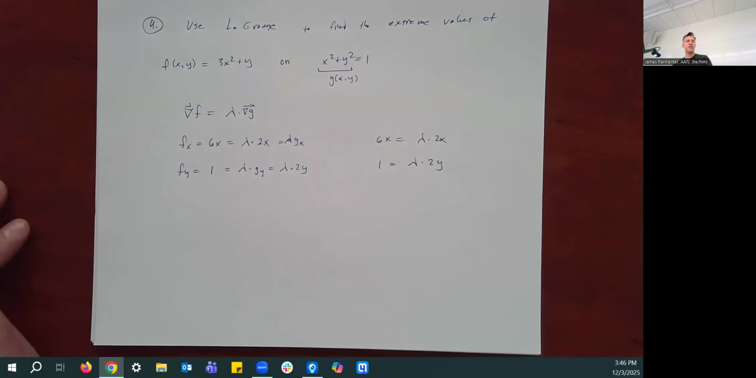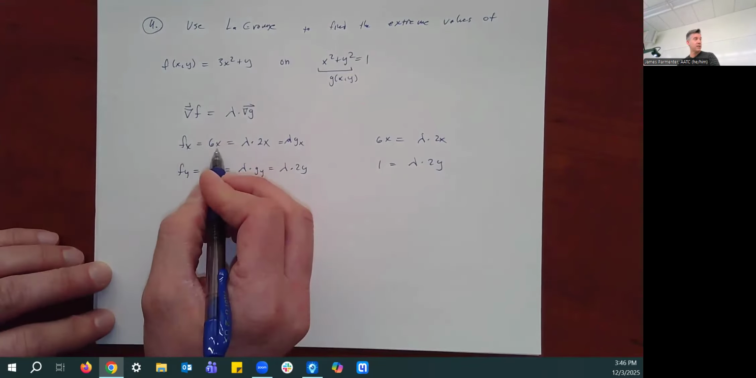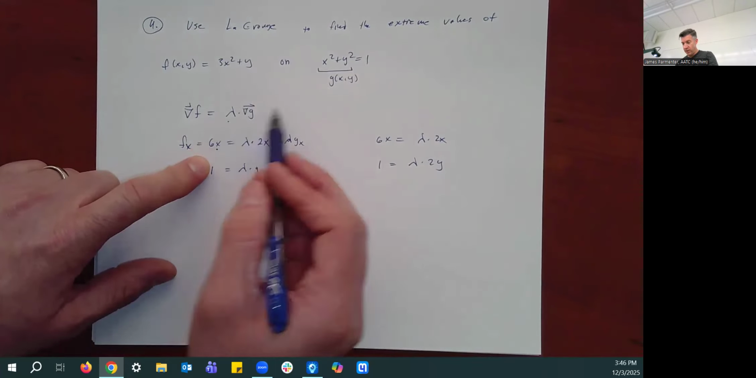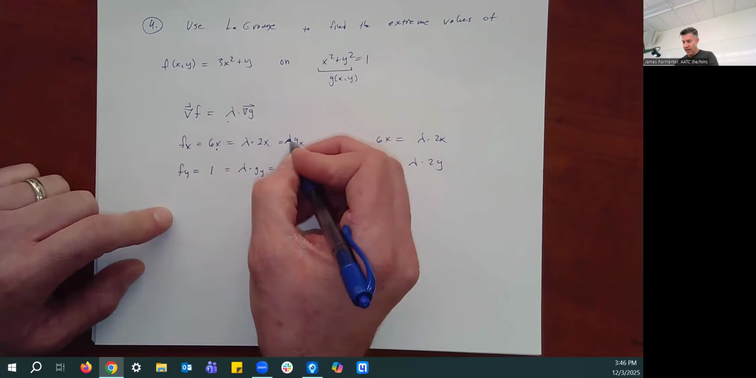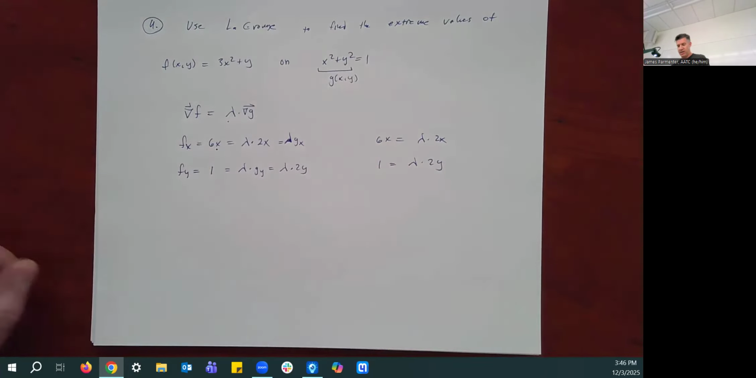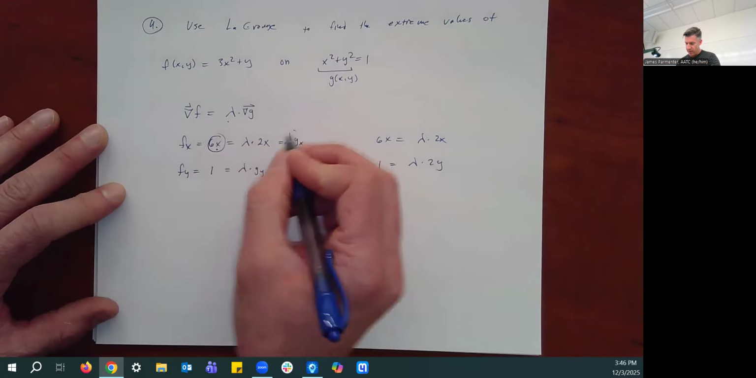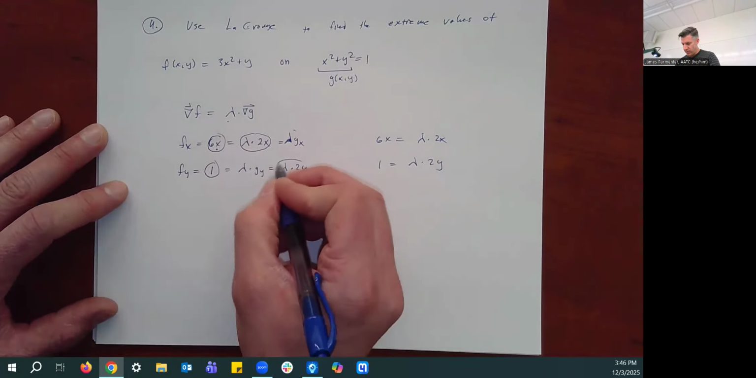Now this is where things get kind of interesting. I wrote fx equal to 6x, and then I wrote it's equal to lambda times the gradient of g, which is 2x, and then I wrote lambda times gx. So I was trying to show everything and it got a little bit messy there. But I've got my fx equal to my lambda times gx and my fy equal to my lambda times gy.